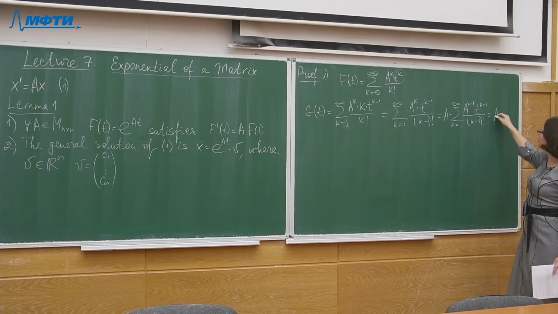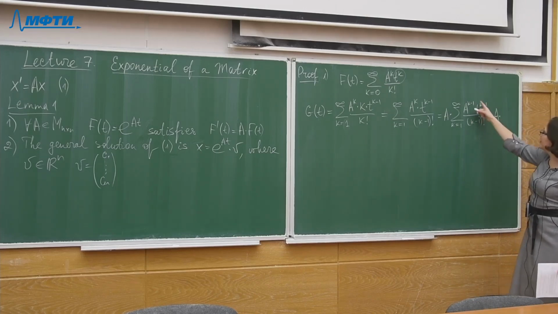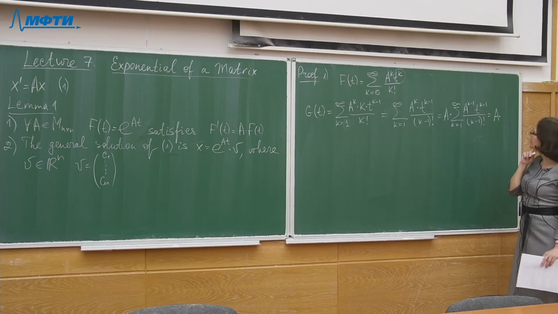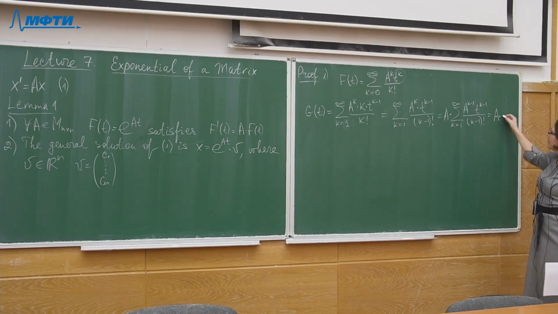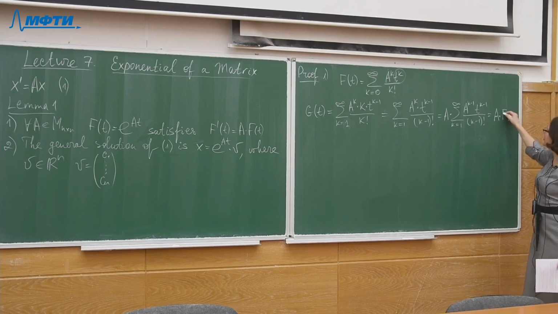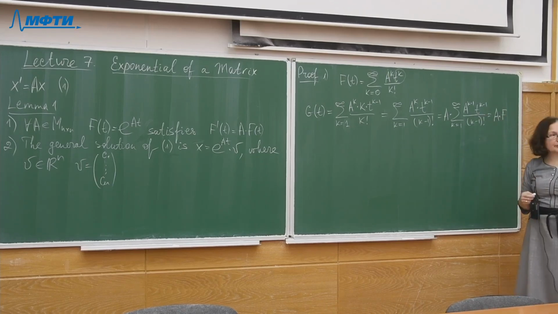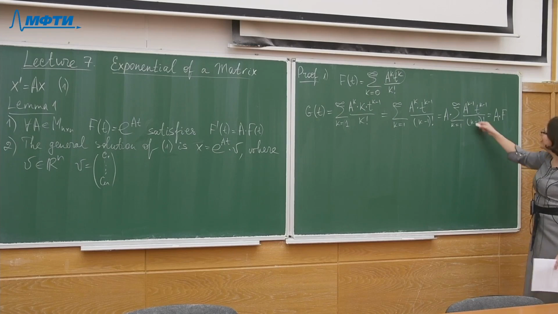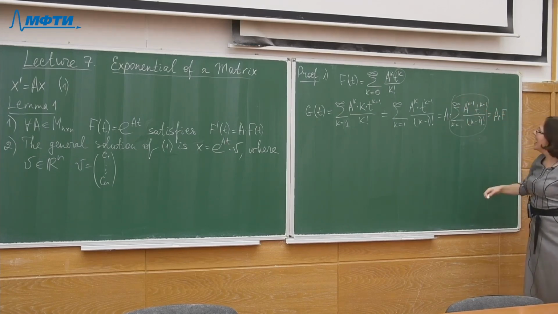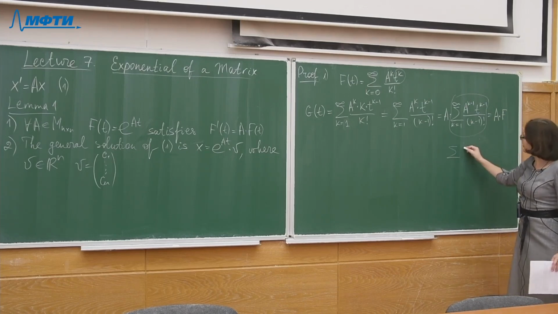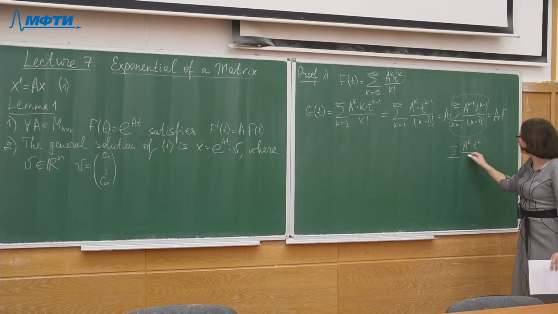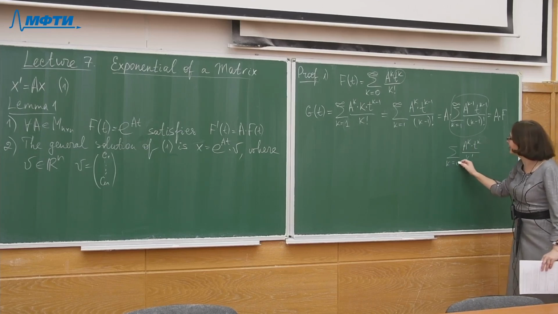And this is equal to A multiplied by, what is this? We can substitute for k minus 1, then A to the power of that. Right, so this is f of t. Because, by definition, I claim that this is the same as the following sum: A to the k times t to the k over k factorial, where k runs from 0 to infinity.